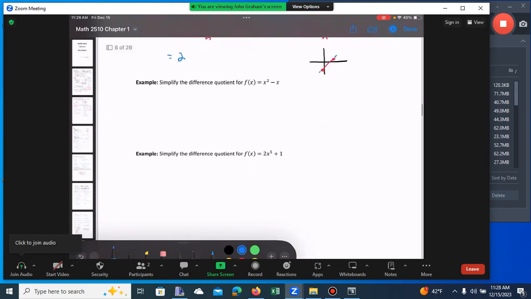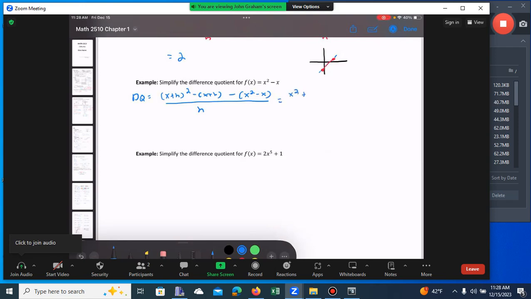So next one, difference quotient for x squared minus x. Here we have to remember we have to add h to both of these x's. So we have (x plus h) squared minus (x plus h) minus (x squared minus x) all over h. So we'll FOIL out the (x plus h) squared, distribute the negative sign into the x plus h, and distribute the negative sign into the x squared minus x.